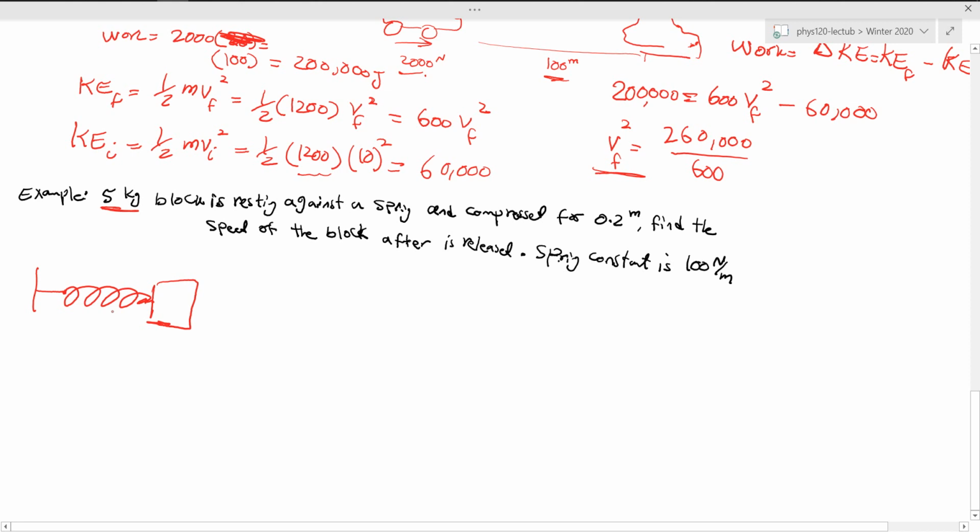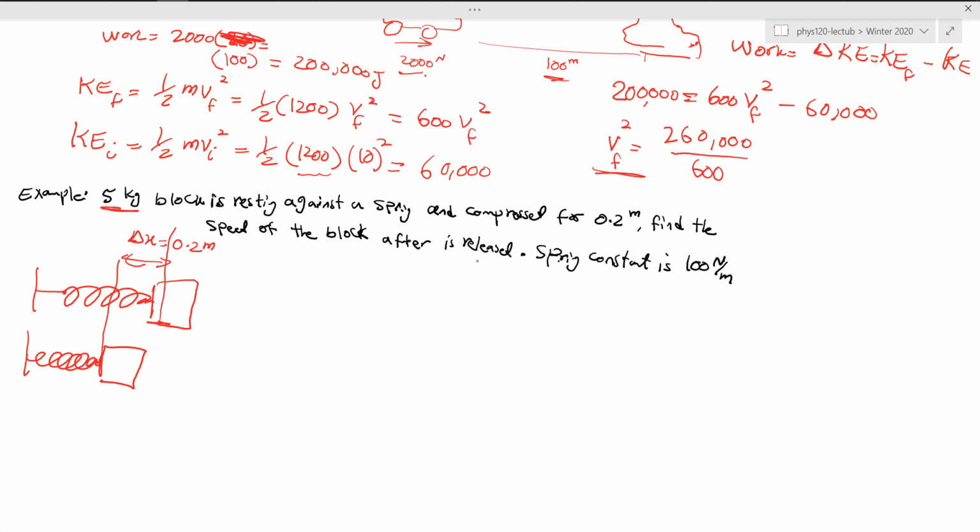The question tells us that if we compress the spring, so this is shape 1, in shape 2, if I compress the spring for 0.2 meter, so delta x is equal to 0.2 meter. The question asks me, find the speed of the block after it's released. So I want to find how much the velocity of the block would be once I release it. And how it works here.